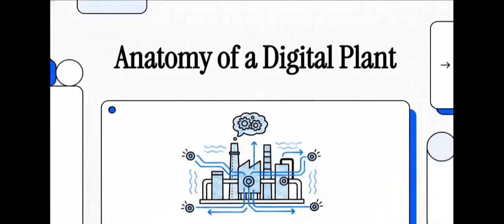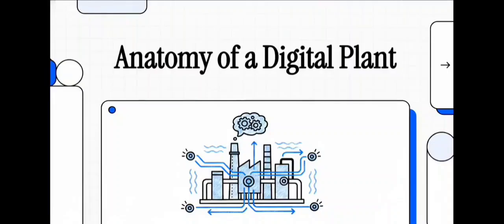Welcome to this explainer. Have you ever stood in front of a massive modern industrial plant and just wondered, how does this whole thing not collapse into absolute chaos? Well, it really helps to stop thinking of a plant as just a giant pile of pipes, valves, and wires and start looking at it like a highly complex living organism.